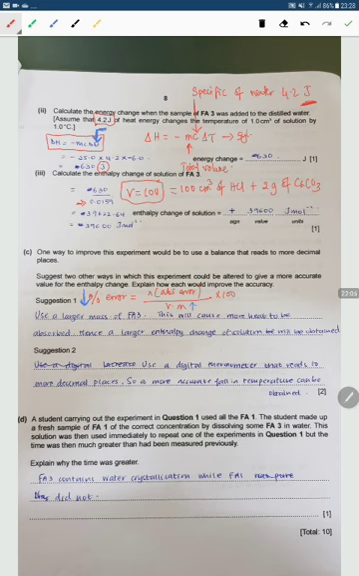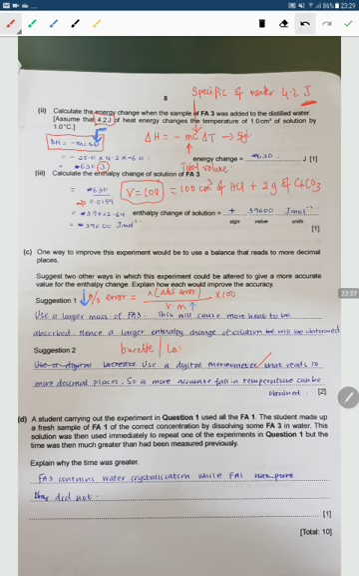Using a digital thermometer can also be correct, because you're going to have a more precise temperature reading. You can also use more accurate apparatus like a burette. You can also say lagging the container, preventing the heat loss.